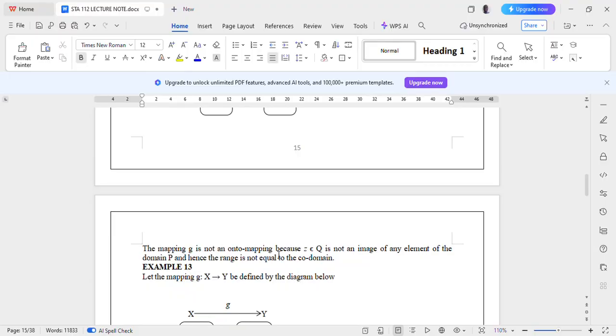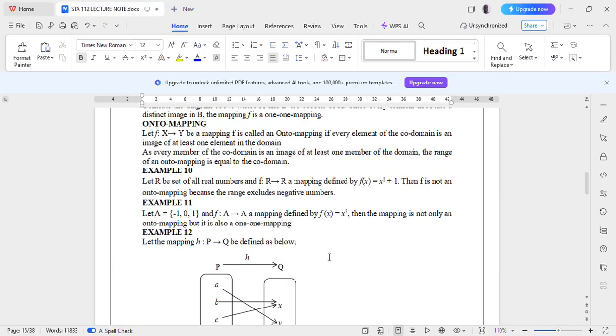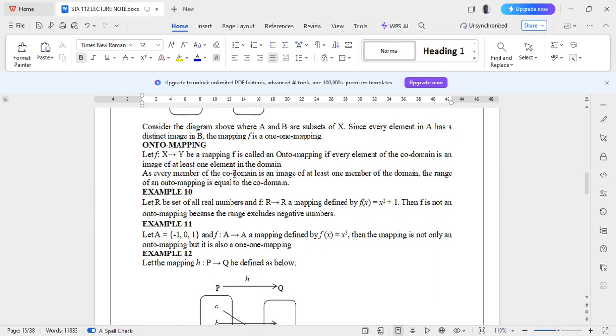So the mapping is not onto, because Z is an element in the codomain, and it's not an image of any element in the domain P. So hence the range is not equal to the codomain. So it's not an onto mapping.